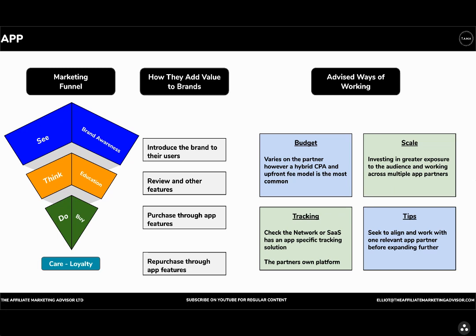So in terms of the budget, it really depends on the partner. Hybrid CPA is probably what you're going to encounter the most. That means there's an upfront fee plus a commission basis. Now, there's some really cool apps out there.